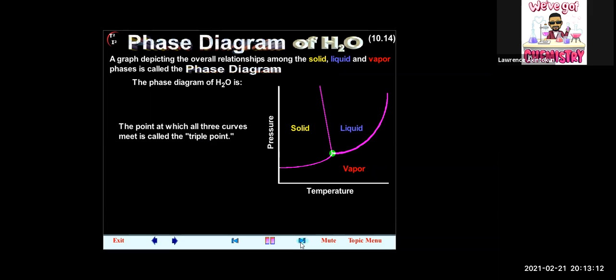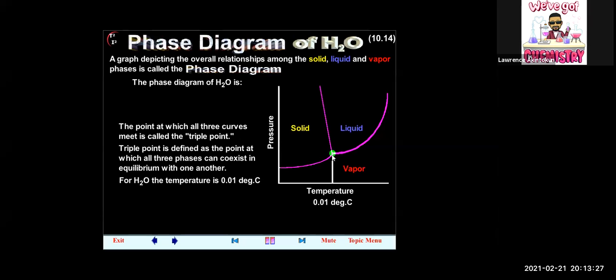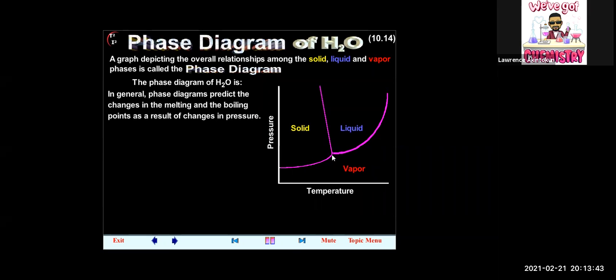The point at which all 3 curves meet is called the triple point. Triple point is defined as the point at which all 3 phases can coexist in equilibrium with one another. For H2O, the temperature is 0.01 degrees centigrade, and the pressure is 0.006 atmospheres.